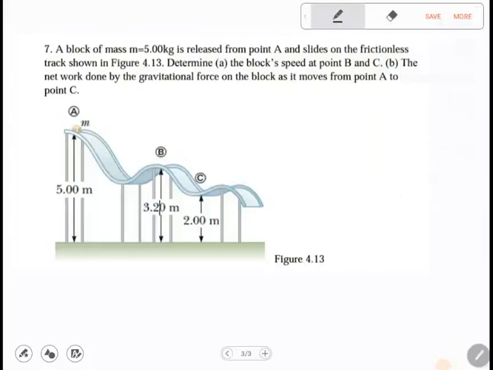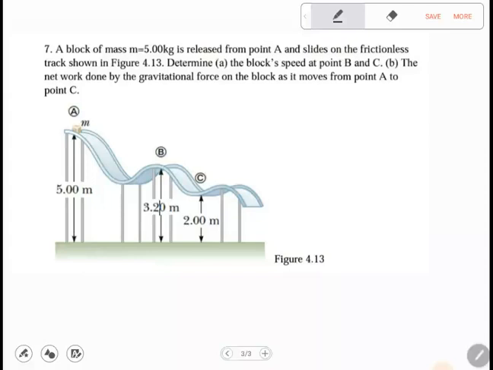Here is another question on the same topic, work, energy, power, and this is about work and energy only because we don't have power here. It says a block of mass 5 kg is released from point A and rides on the frictionless track. Determine the block's speed at B and C. Also determine the net work done by the gravitational force on the block as it moves from A to C.